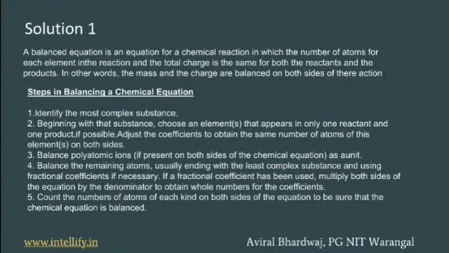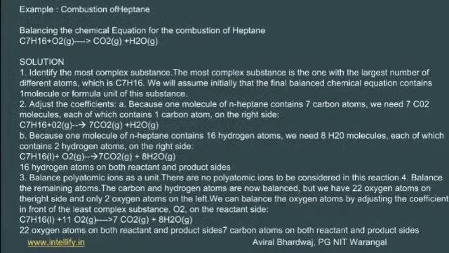So those are the steps. I give you an example: the combustion of heptane. Heptane is C7H16. Combustion means addition of O2, which gives CO2 plus H2O. This is the reaction we need to balance. Firstly, we balance the carbon. On the left side there are 7 carbons and on the right side there is 1 carbon, so balance with 7 on the right side. Now the 7 carbons are okay.